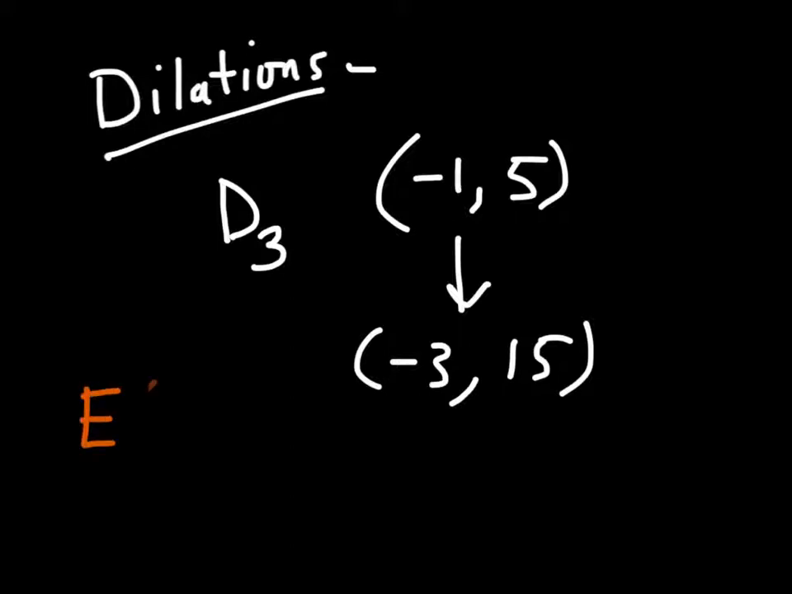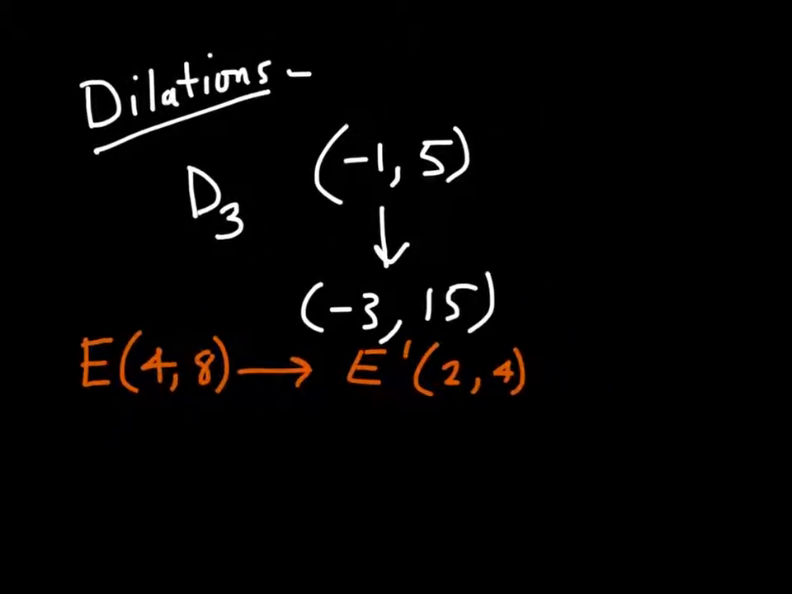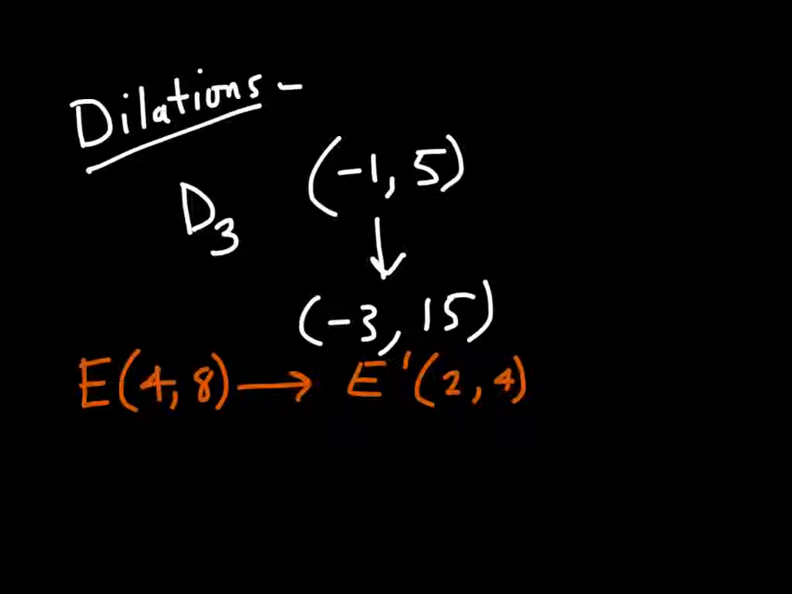So if they said point E was at 4,8 and its image was 2,4 after a dilation, they might ask you for the constant of dilation, and the constant of dilation is asking how many times bigger or smaller are the new numbers. And if you take a look at the before and after, this is a dilation of 1/2. Everything got half as large.